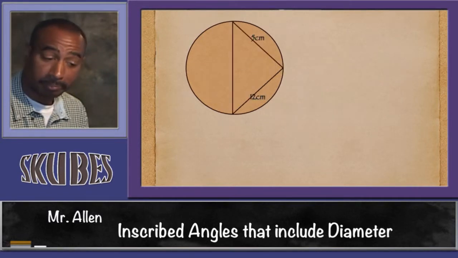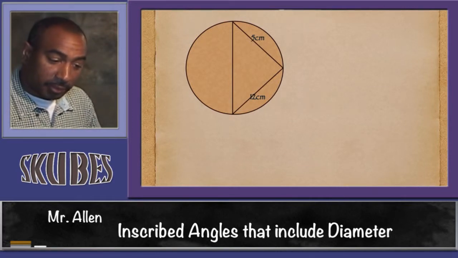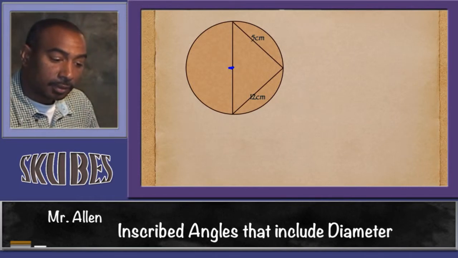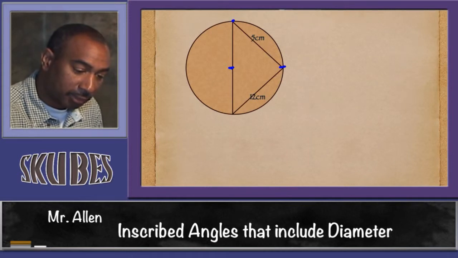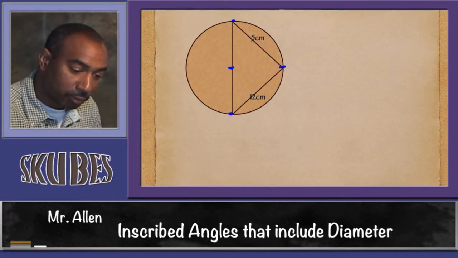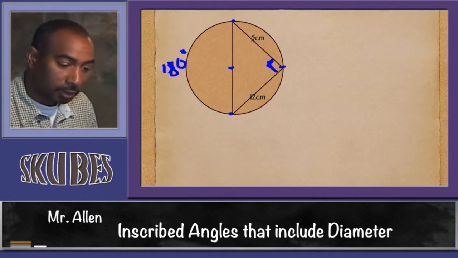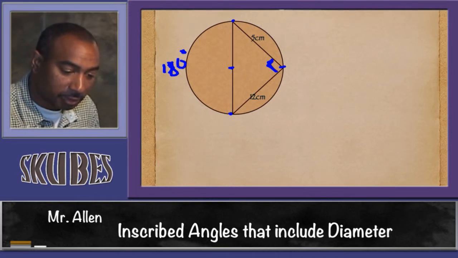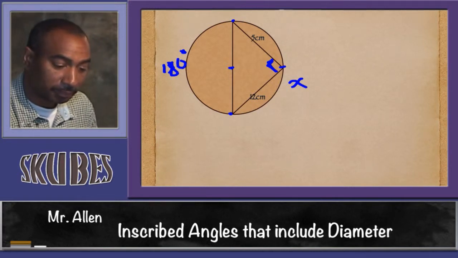Let's try one more problem. Again, we're looking for the diameter in this case. This cuts through the center of the circle. But we'll have an inscribed angle that includes this diameter. So this forms a right angle because that's half of 180. So we don't know what the hypotenuse is in this case. Remember, the hypotenuse is always the longest side of a right triangle.